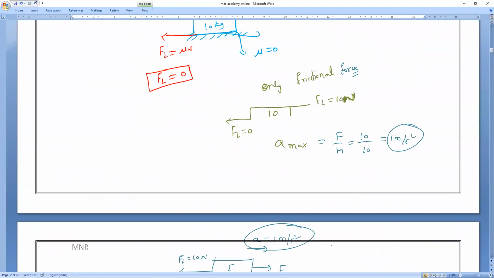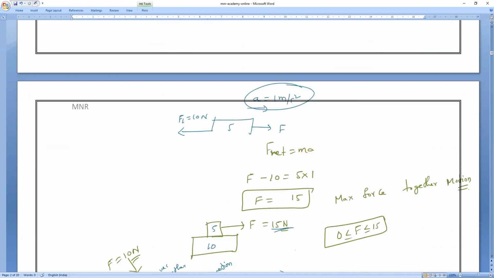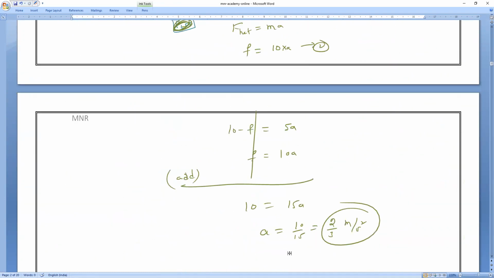if I apply that, what is the acceleration? 1 meter per second squared. So you will notice that acceleration decreases from here to there, am I right? Yes, sir. Because the applied force decreases. Now we can see we got the acceleration.